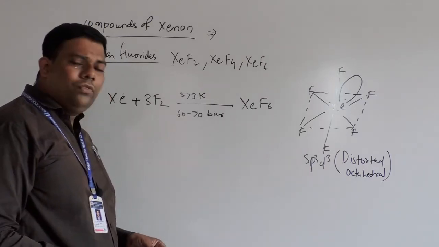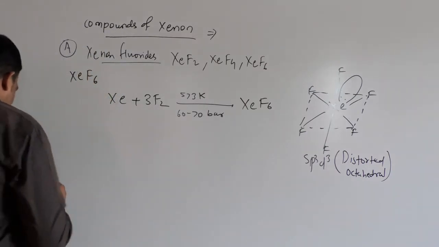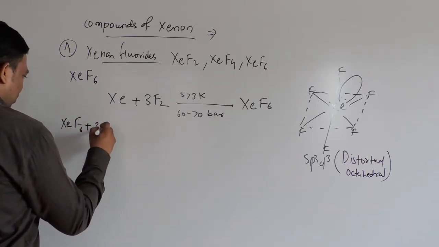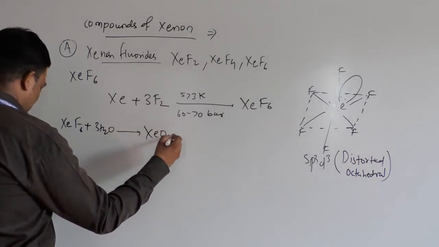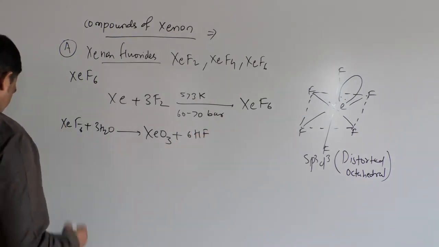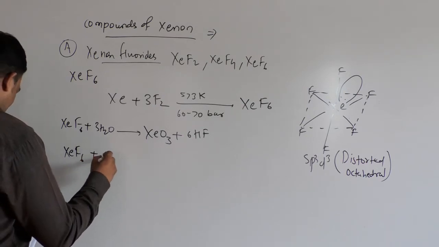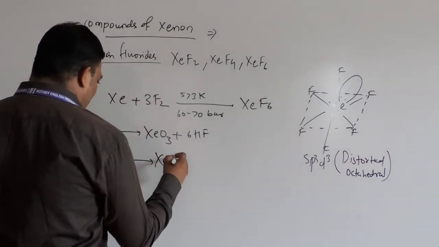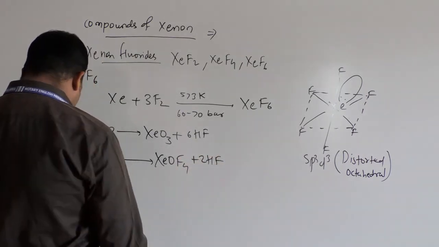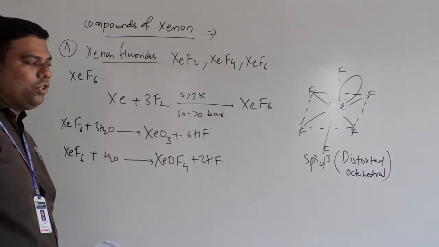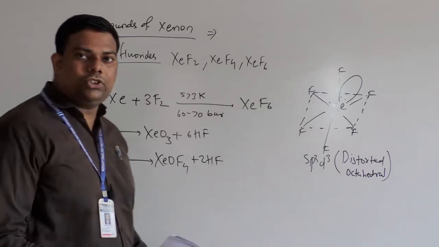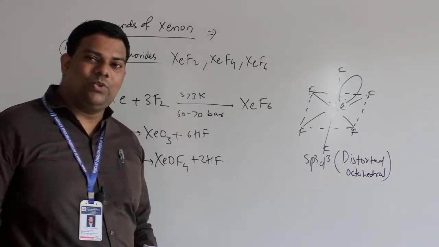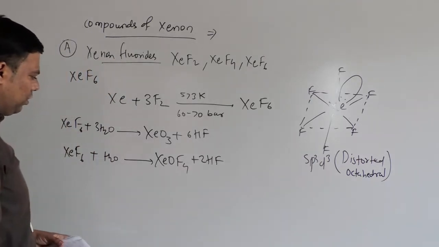We will do the reaction with water. When XeF6 reacts with water, what will you get? You will get XeOF4 plus 6HF. When XeF6 reacts with water, you will get different products, XeO3 also. So the better way is to write both. Whenever the question comes, write the hydrolysis reaction of XeF6, at that time you have to write both, when XeF6 plus H2O. I hope you understood this thing.